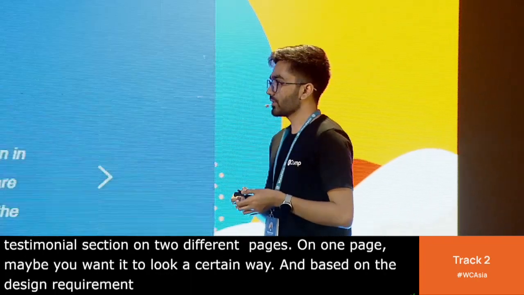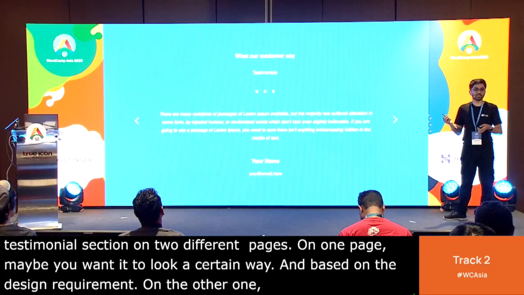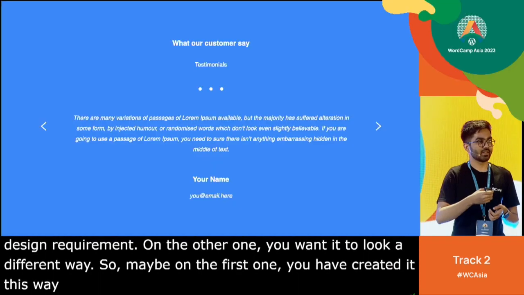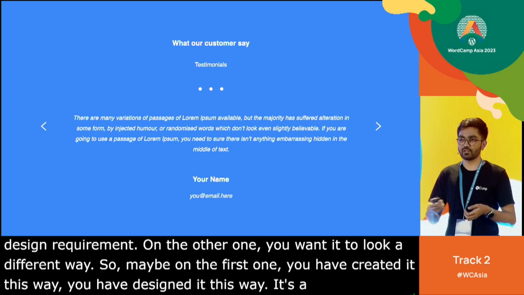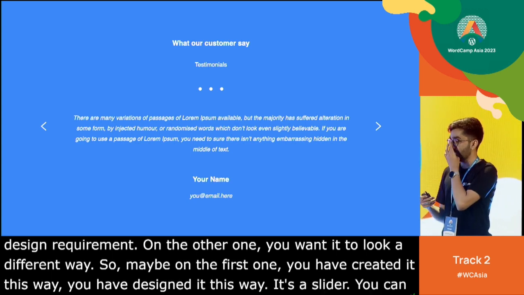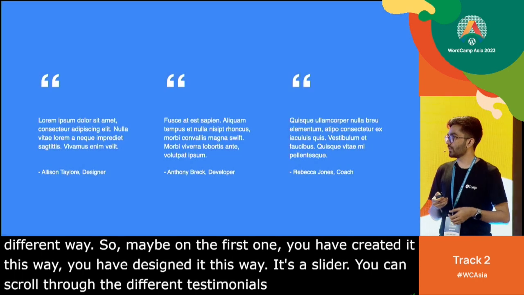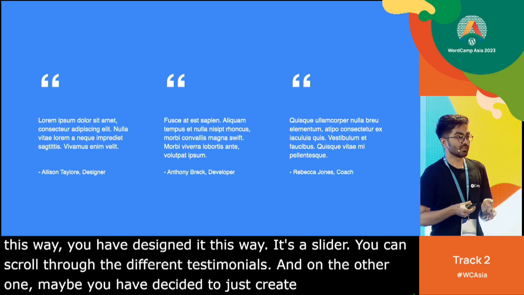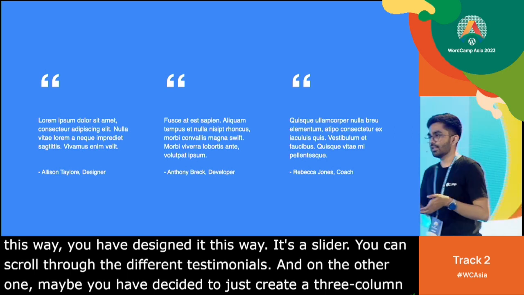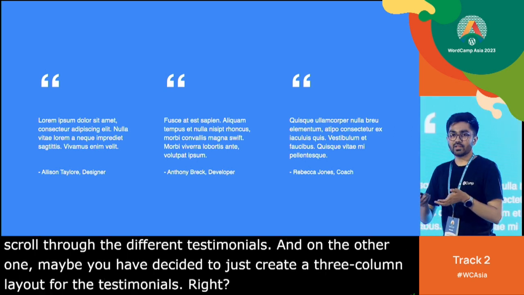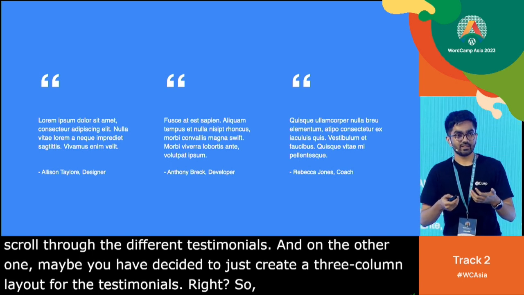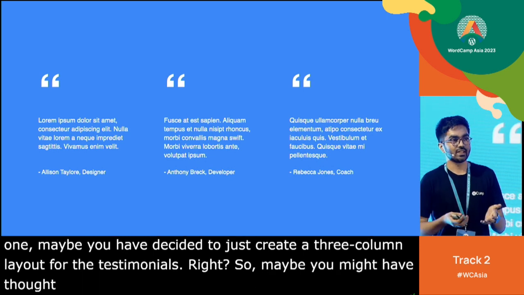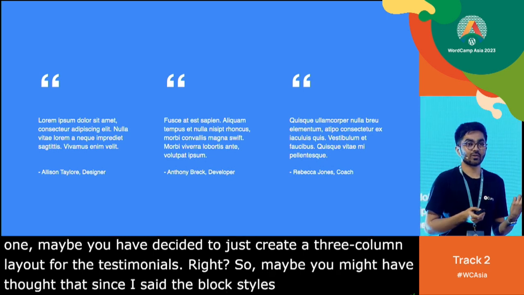So maybe on the first one, you have designed it this way. It's a slider, it's a carousel. You can scroll through the different testimonials. And on the other one, maybe you have decided to just create a three-column layout for the testimonials, right? So maybe you might have thought that since I said that block styles have the same data and different visual representation, this might be a good fit for block styles.